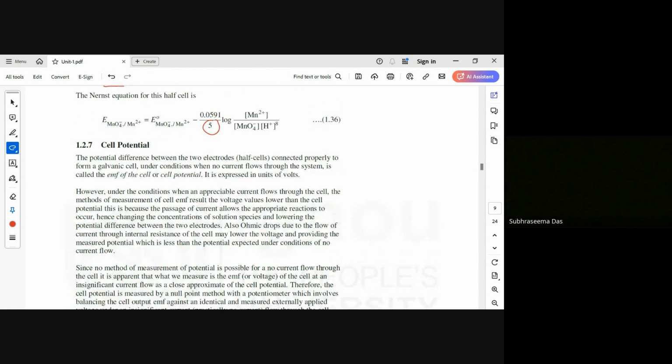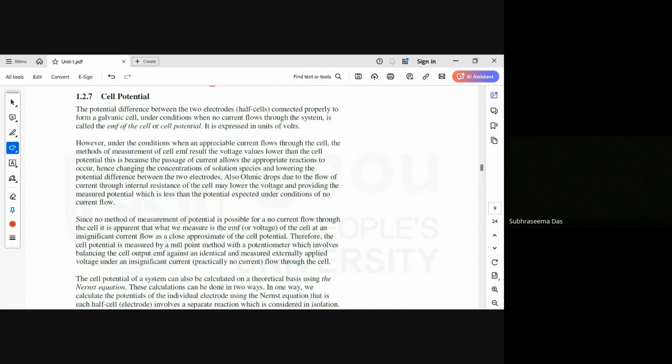So the next part we will talk about is cell potential. The potential difference between two electrodes, that is the two half cells of a reaction, is termed as cell potential. Now the two half cells of an electrochemical cell represent the two electrodes that are connected properly to the galvanic cell. When no current flows through it, it is called the EMF, or what we call the cell potential. Now cell potential is expressed in units of volts.